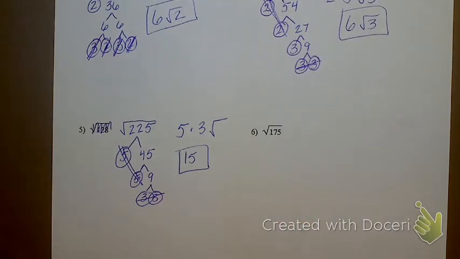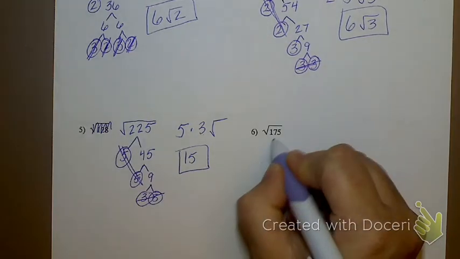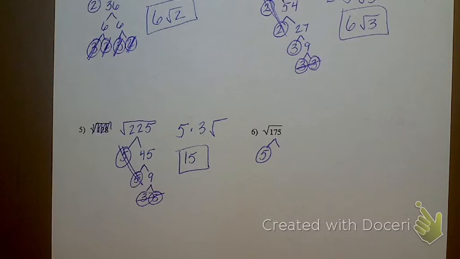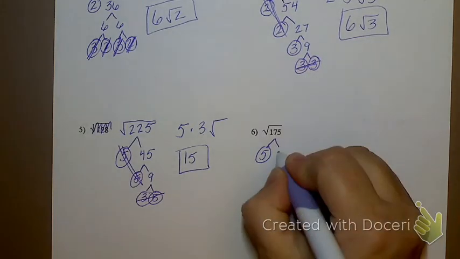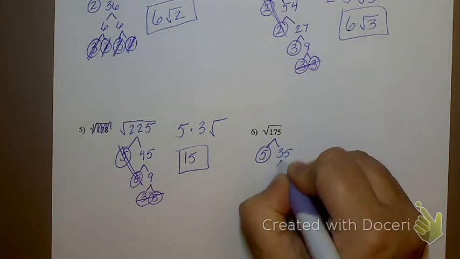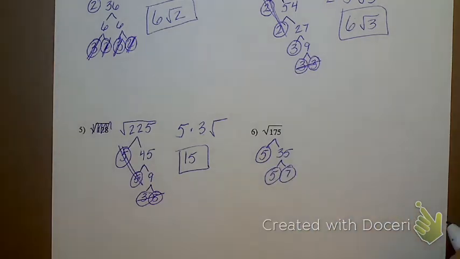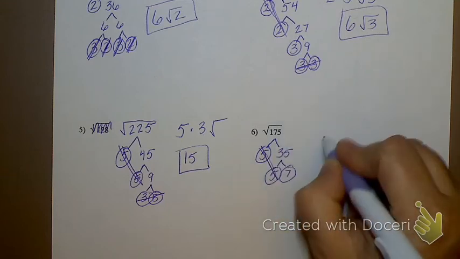Dang, 175. It ends in a 5, so what can you divide by? And you should get down pretty low from there. Oh, that one's easy. Yep. Is it? Yes, it's pretty easy. 5 radical 7.